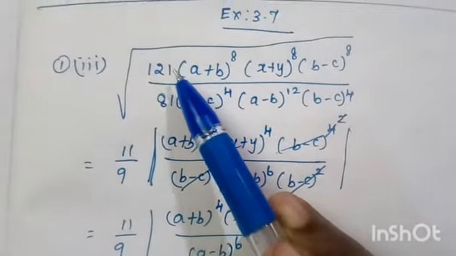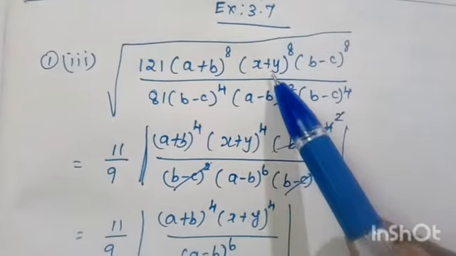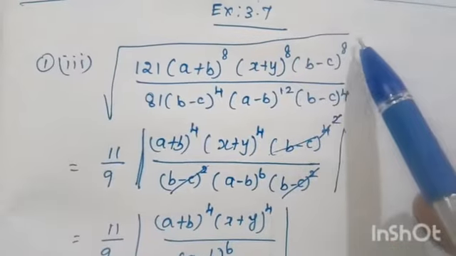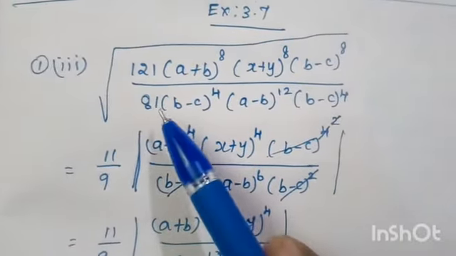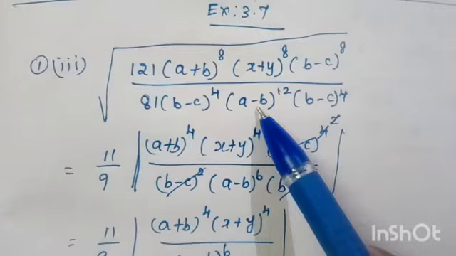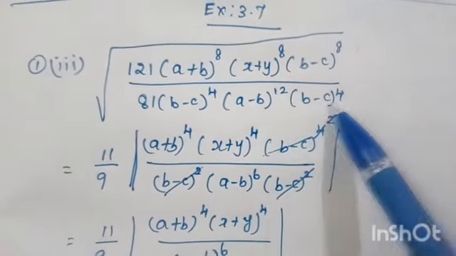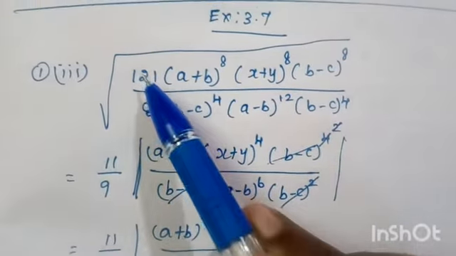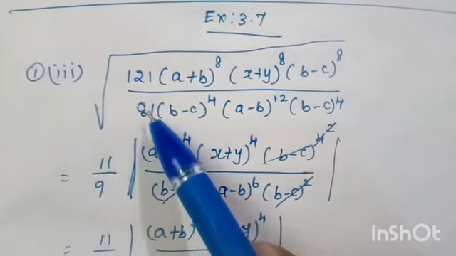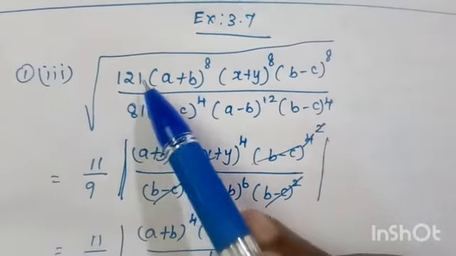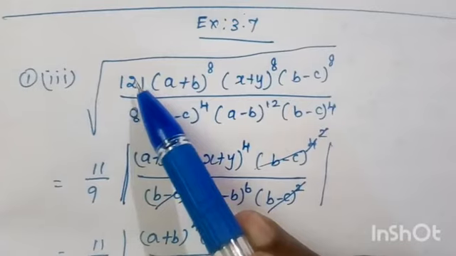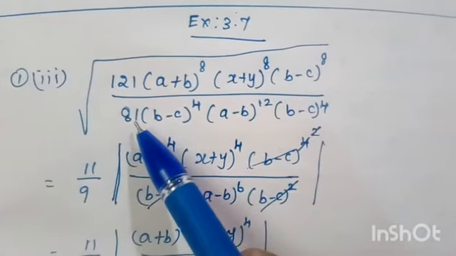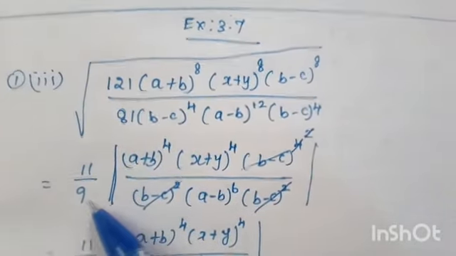Third problem. 121 into a plus b whole power 8, x plus y whole power 8, b minus c whole power 8, whole divided by 81 into b minus c whole power 4, a minus b whole power 2, b minus c whole power 4. Root 121 is 11, root 81 is 9. For these two, when we take the square root of 121 and 81, we get 11 by 9.